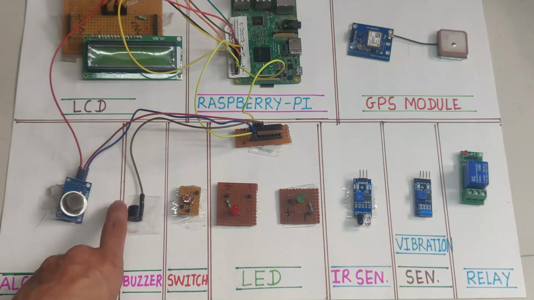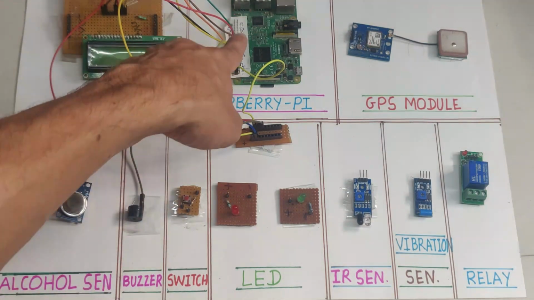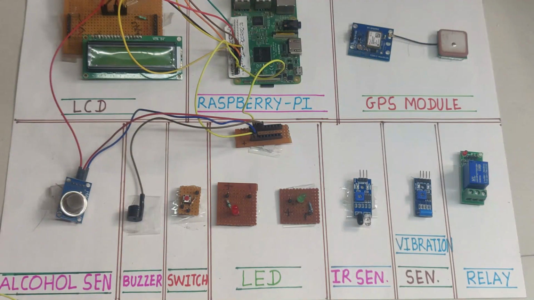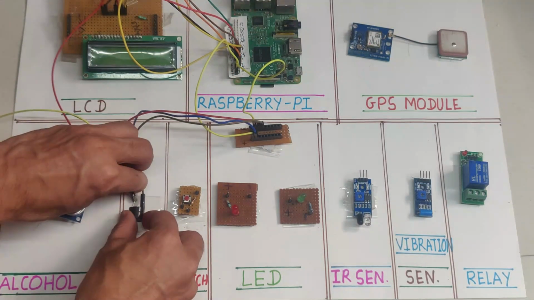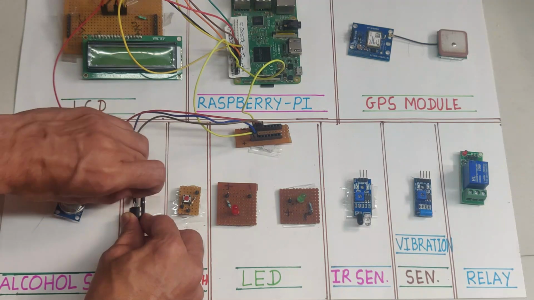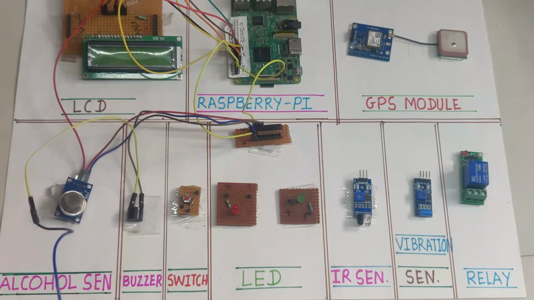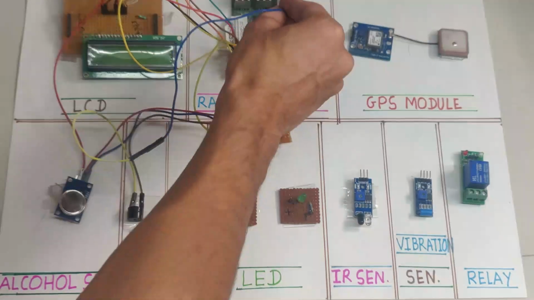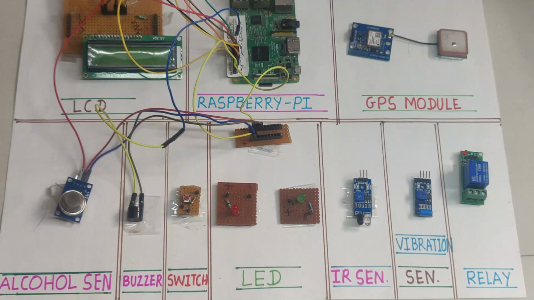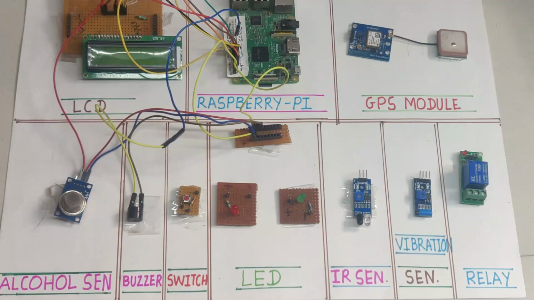And then the other pin, the bigger one, should be connected to pin number 29 of the Raspberry Pi. So this pin should be connected to pin 29 again. Okay, so I have connected the bigger pin to pin number 29 of the Raspberry Pi. So in this way we have completed the buzzer part.